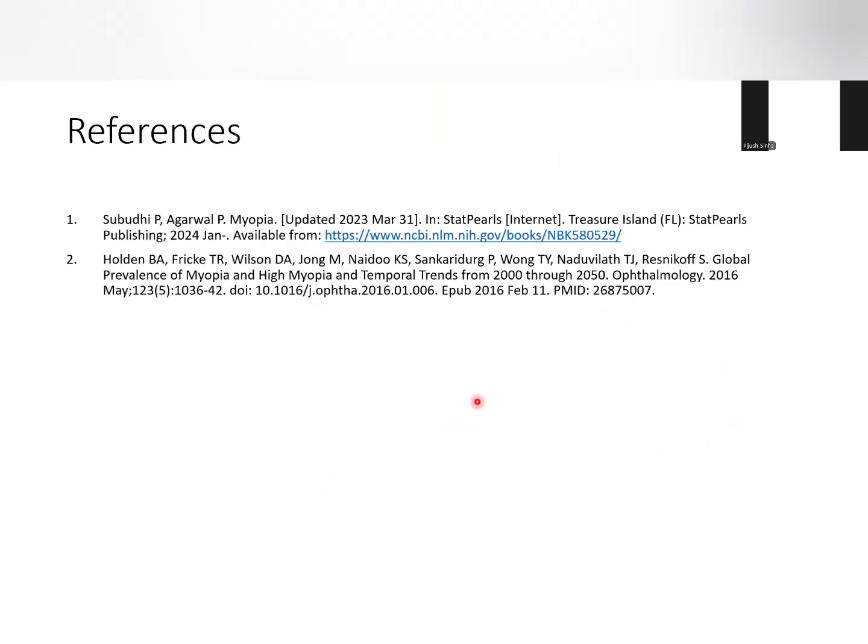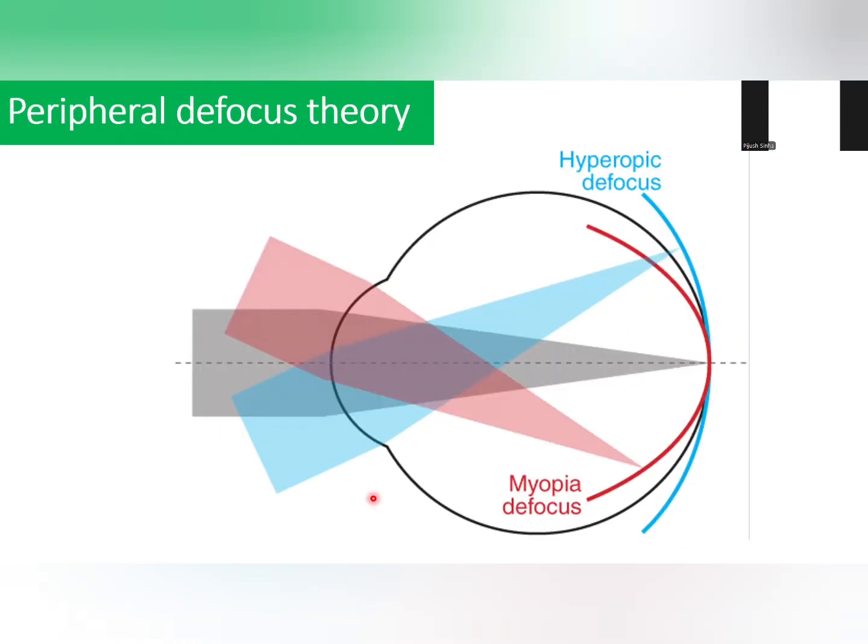Now, where is the slide? So this is the slide. Okay. So here, the peripheral defocus theory points out that the peripheral defocus experienced by the myopic eye sends a signal to the brain that influences the growth of the eye. Now, the peripheral retina is sensitive to defocused images. When it receives this blurred signal, it can promote axial elongation. That means the lengthening of the eye, which exacerbates the myopia.